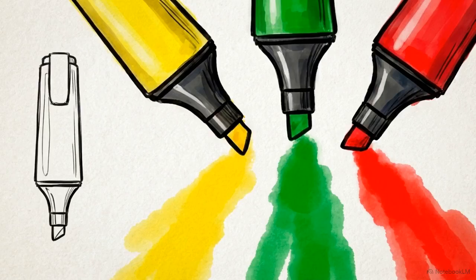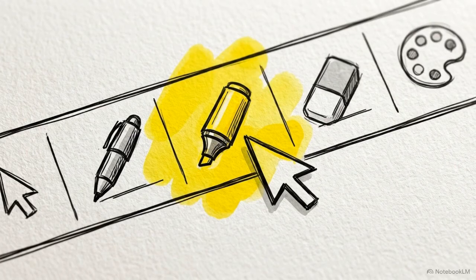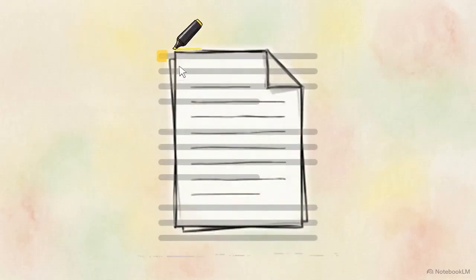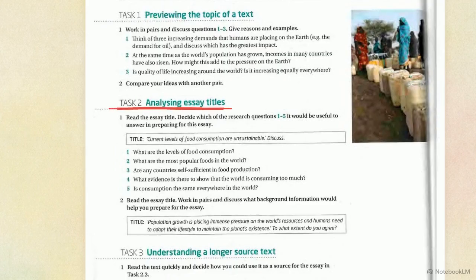We will use a 3-color highlighting system to literally dissect the argument. First, select a yellow highlighter. A claim is a statement of the writer's position. Scan your text and highlight the core premise in yellow. Here's a clear example of a claim from an academic text. Under Task 2, the essay title reads, "Current levels of food consumption are unsustainable." That is a definitive position.